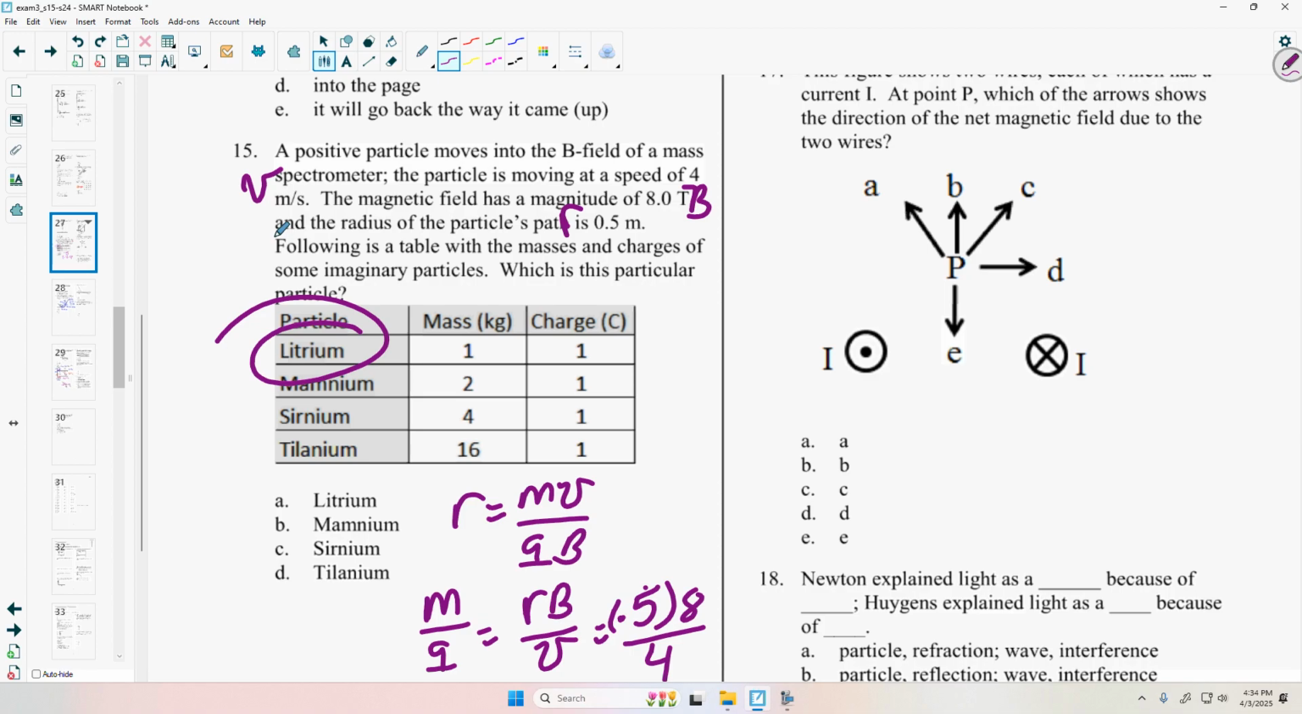What else? Other questions? Y'all feel comfortable with this material? Comfortable? Yeah.